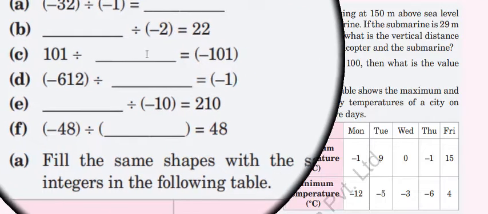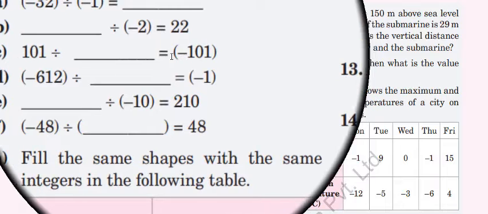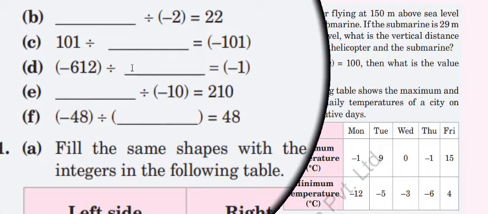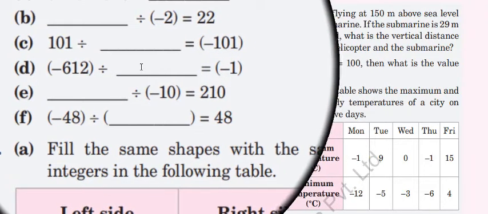Here, by which number should I divide such that the result comes out to be the same, but it should have a minus sign? Definitely it has to be minus 1. Here in the D part, by which number should I divide such that the result comes out to be minus 1? So I have to divide by 612 itself, positive 612.